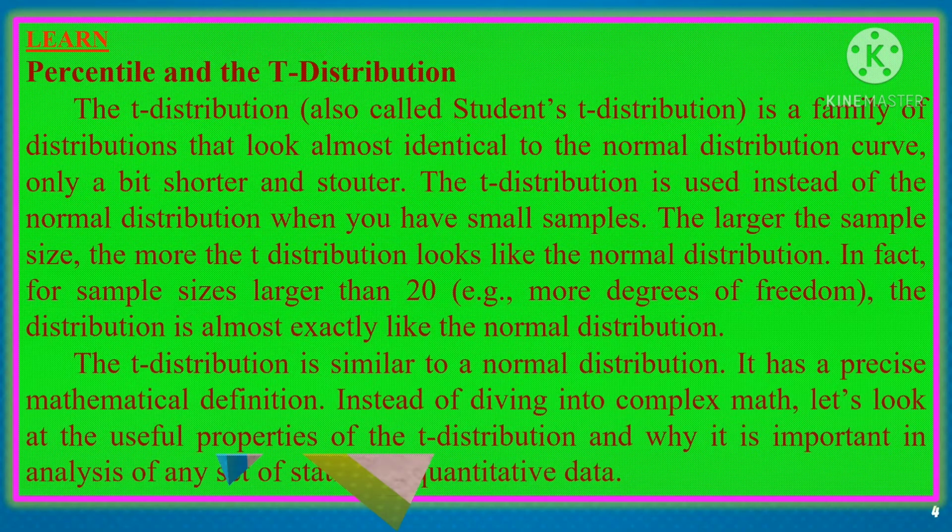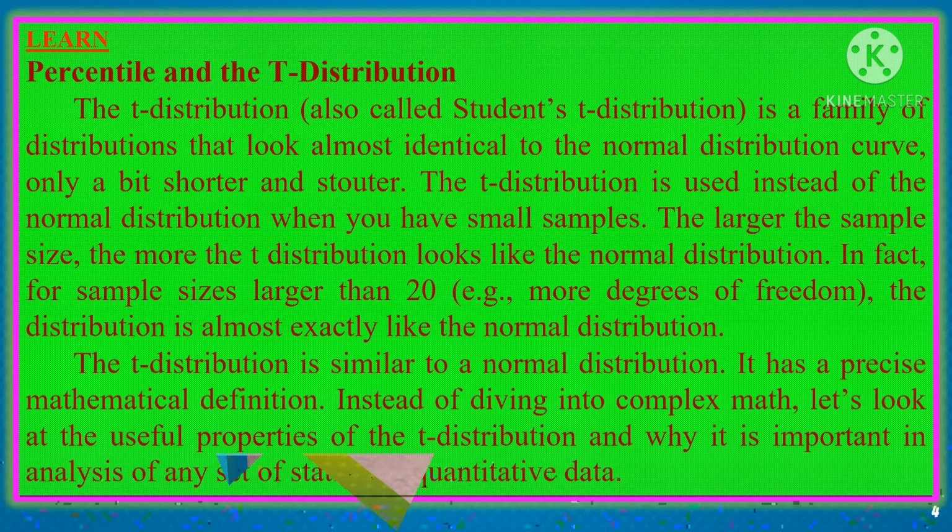The T-distribution, also called student's T-distribution, is a family of distributions that look almost identical to the normal distribution curve, only a bit shorter and stouter. The T-distribution is used instead of the normal distribution when you have small samples. The larger the sample size, the more the T-distribution looks like the normal distribution. In fact, for sample sizes larger than 20, or more degrees of freedom, the distribution is almost exactly like the normal distribution.